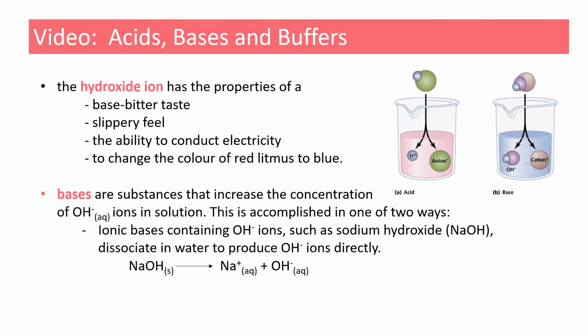The ionic bases containing OH- ions, such as sodium hydroxide, NaOH, dissociate in water to produce OH- ions directly, shown in our diagram in part B. So the equation becomes NaOH gives Na+ + OH-.